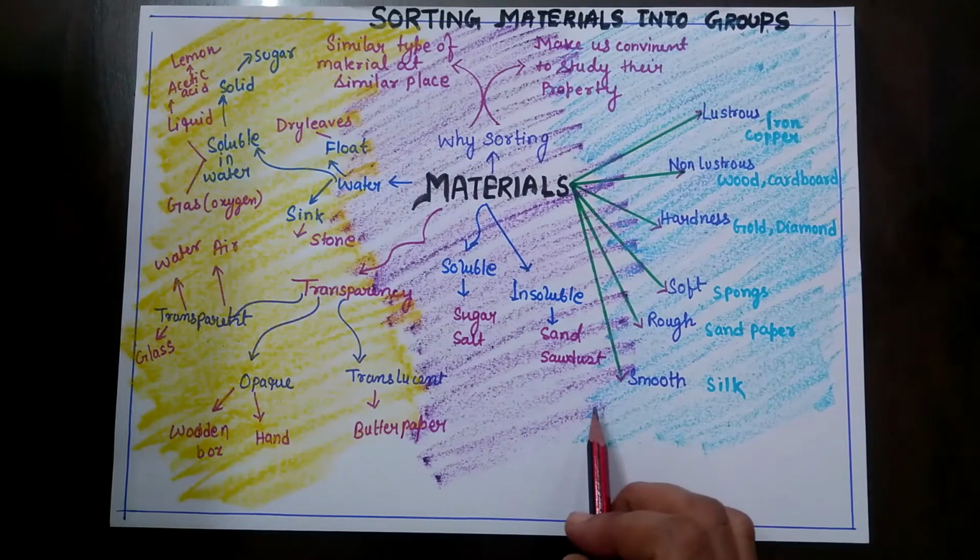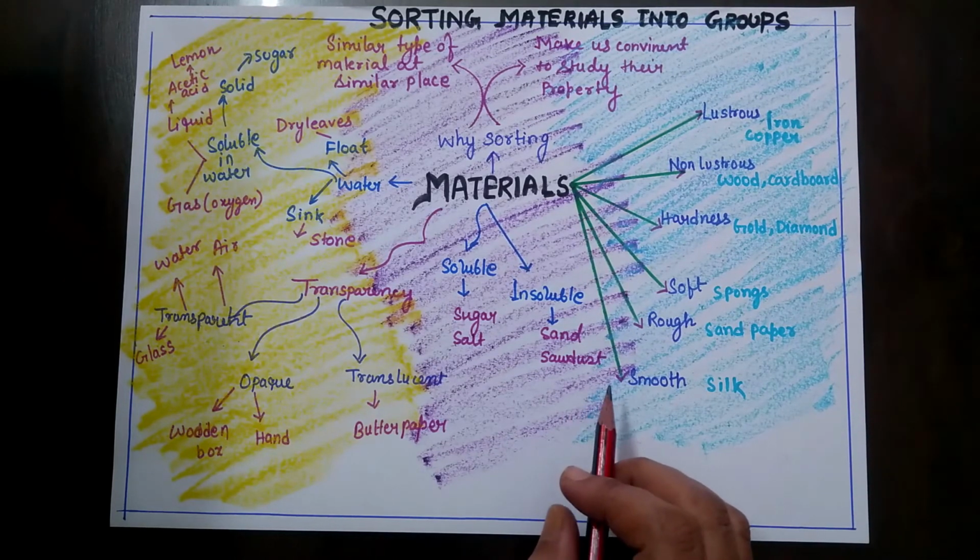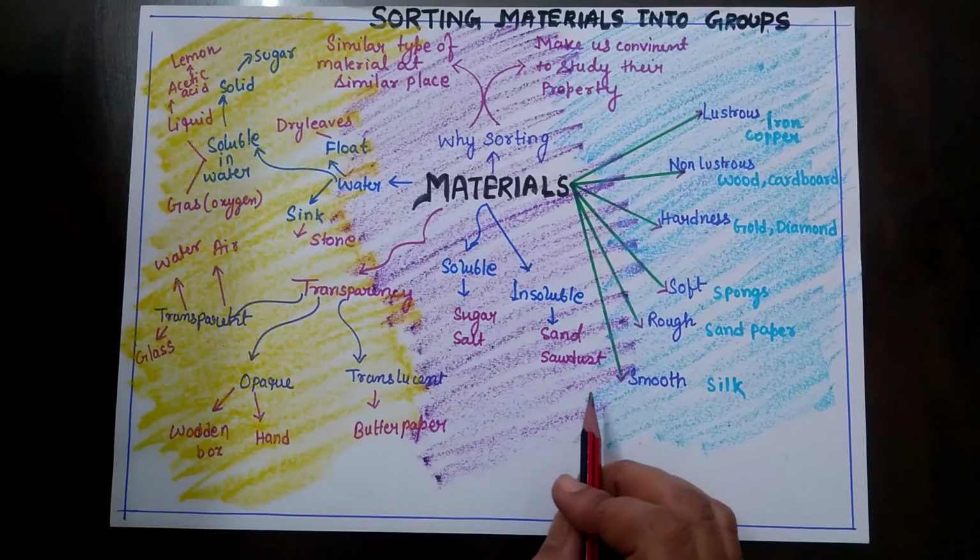So this is how the substances are categorized based on the hardness, the visibility, the solubility, the texture. It is a very small chapter but a very important chapter. So this brings us to the end of this chapter.